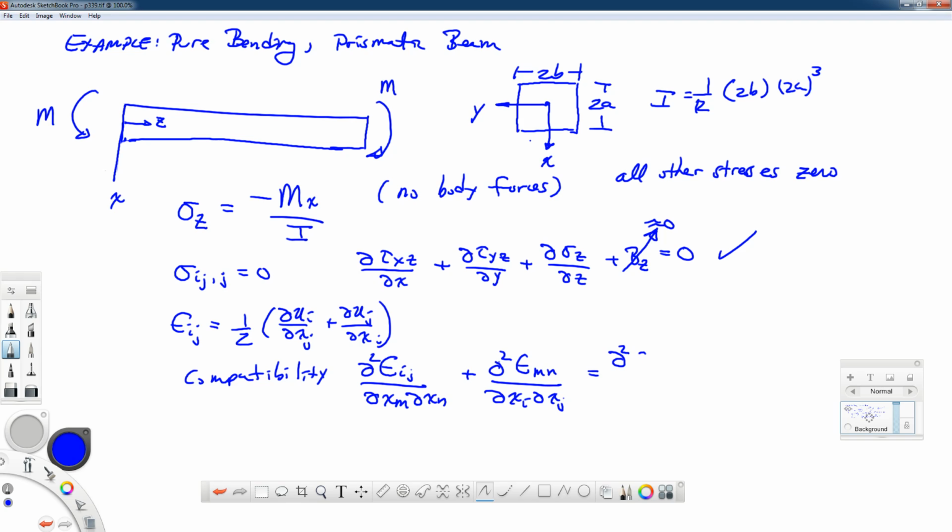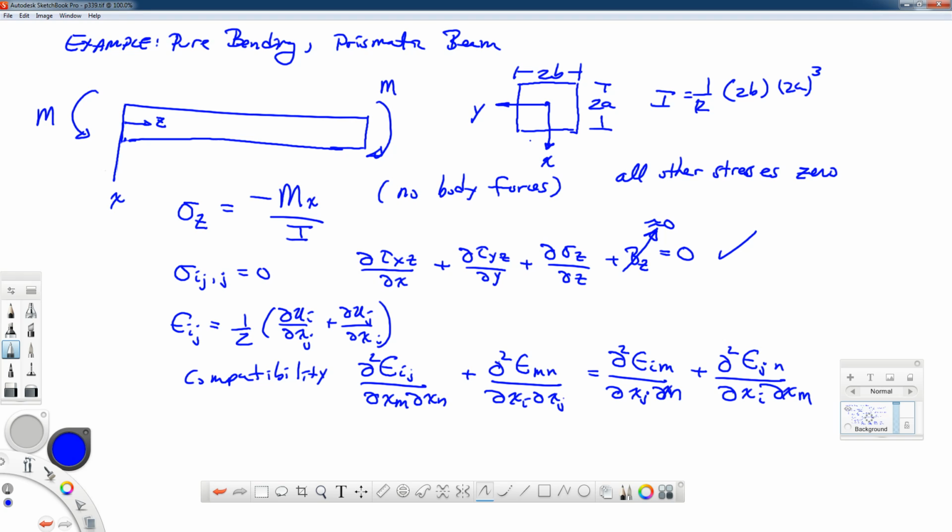second partial derivative of epsilon im with respect to xj and xn plus the second partial derivative of epsilon jn with respect to xi and xm. And I don't write that one down all that frequently, so let me just take a moment and make sure that I haven't made any mistake in there. And that was indeed correct.